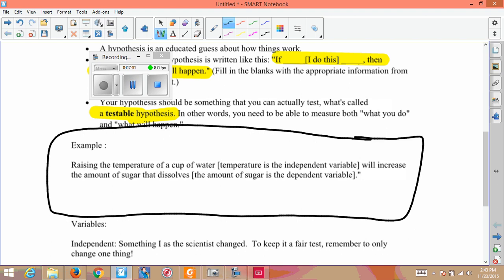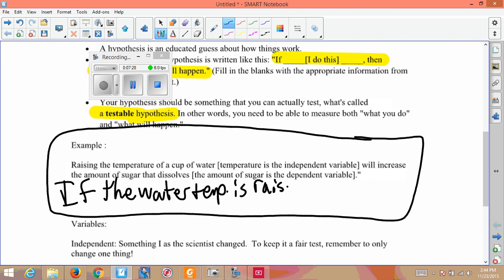Alright, now that you've had some think time, you should have come up with something, and there's different ways you can do this, but maybe something like: if the water temperature is raised, then more sugar will dissolve in the water. That's an if-then hypothesis.